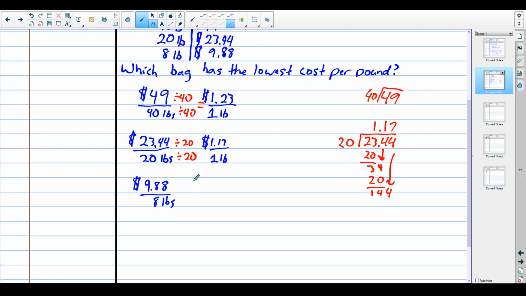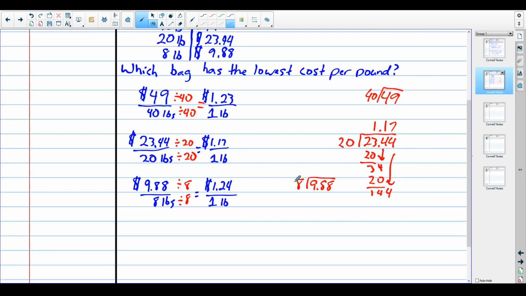So $9.88 divided by 8 pounds. So we divide top and bottom by 8. Equals still 1 pound on the bottom. And then 9.88, top in, bottom out. 9.88 divided by 8 will give us $1.24 per pound.